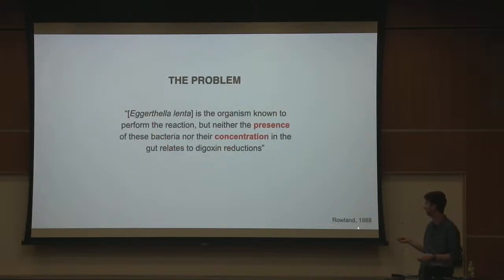The problem was really nicely summarized by Ian Rowland in a book back in 1988: although Eggerthella lenta is the organism that performs this reaction, neither the presence of Eggerthella lenta nor its concentration in the gut predicts digoxin reduction. And so even though this is the poster child for the microbiome affecting a drug, it was not useful for anyone in medicine.